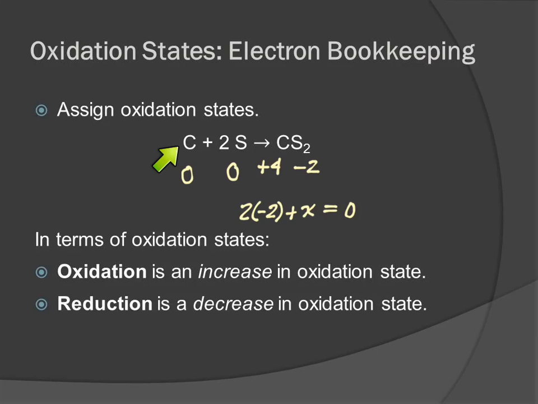So the carbon is being oxidized, the sulfur is being reduced because its oxidation number is going down. So reduction is a reduction in oxidation number. Oxidation is an increase in oxidation number. Reduction is a reduction in oxidation number. Questions?